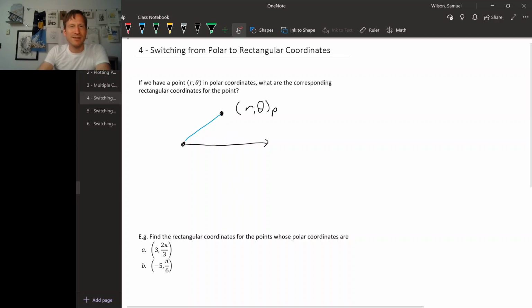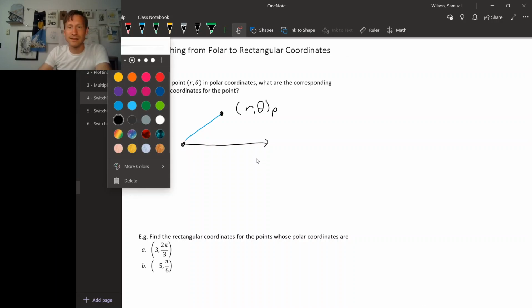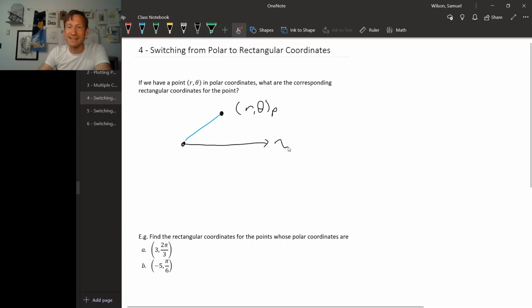Well, before you can determine the rectangular coordinates for a point, you have to decide what your rectangular coordinate system is. And there's a standard agreed upon way to do that, and that is to make the polar axis our positive x-axis. That means our negative x-axis is to the left, our positive y-axis is straight up, our negative y-axis is straight down. And now we can use these rectangular coordinate axes to find the rectangular coordinates for this point.